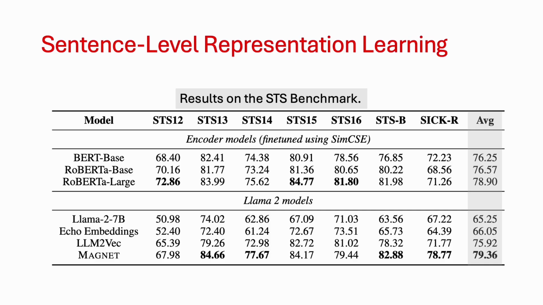For sentence-level representation learning, we evaluate Magnet-adapted Llama on the semantic text similarity benchmark. Again, on average, Magnet outperforms other adaptation methods like LLM2Vec and Echo embeddings, as well as state-of-the-art encoder models like RoBERTa Large.